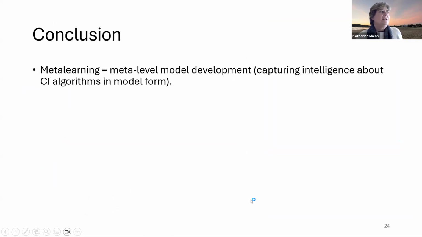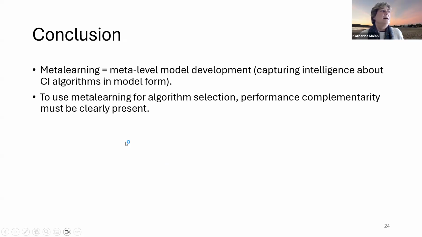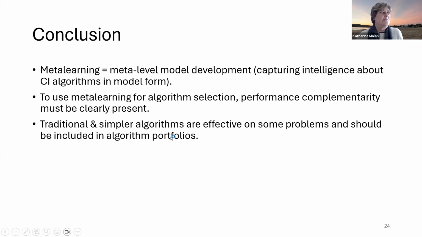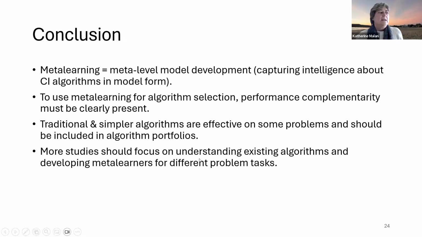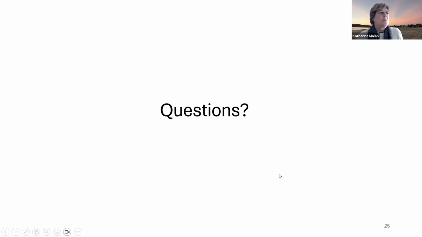So in conclusion, I like to think of meta-learning as model development, which captures the intelligence about the algorithms that we're using in computational intelligence in a model form. To use meta-learning, you must have performance complementarity, so always check for that. Traditional and simple algorithms are often effective, and we mustn't forget to include them in our algorithm portfolios. And more studies should focus on understanding the existing algorithms and developing meta-learners for different problem tasks.